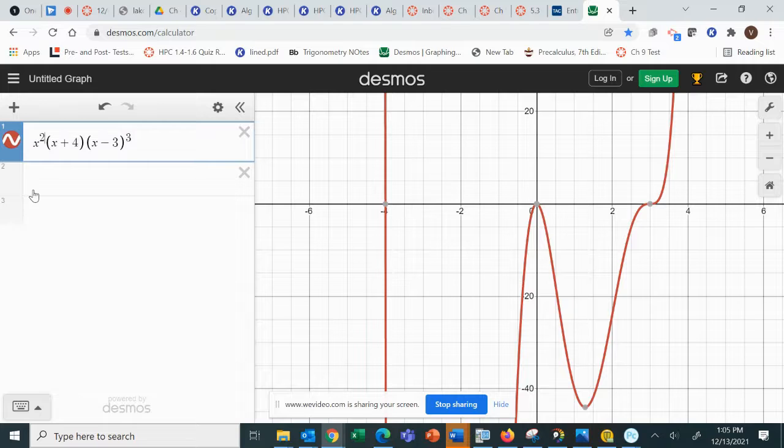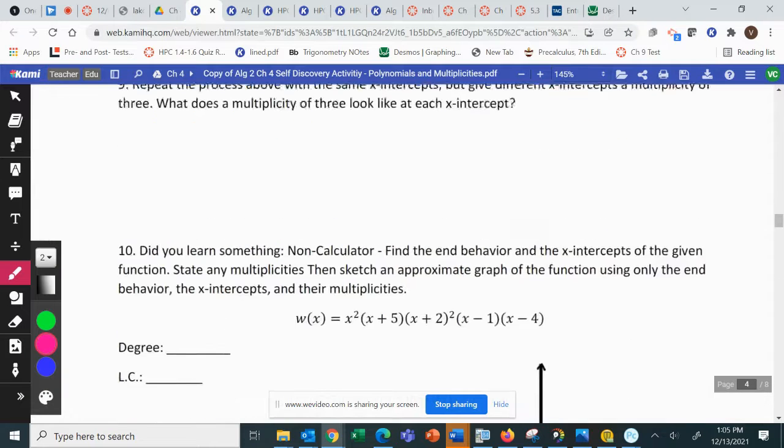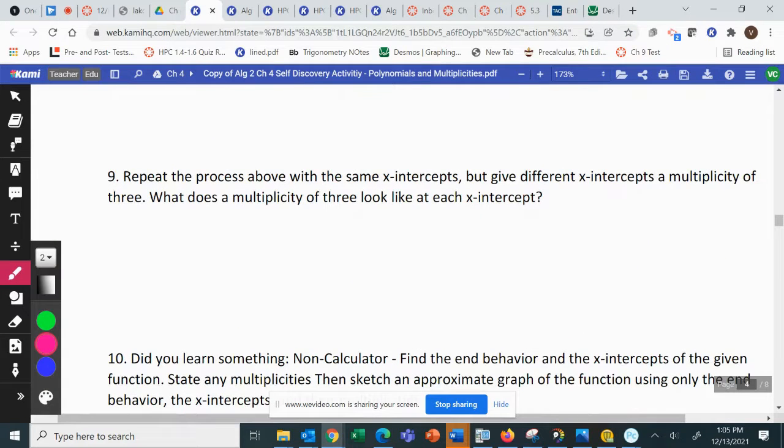So you want to summarize, repeat the process. What does the multiplicity of 3 look like at each intercept?